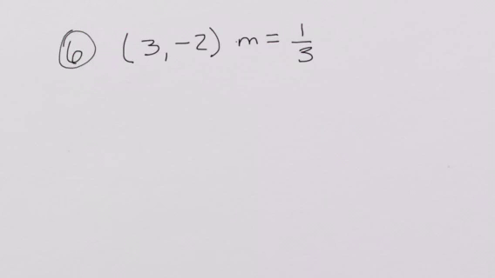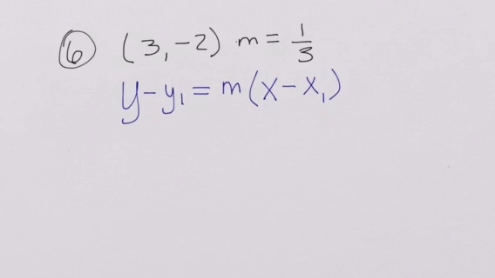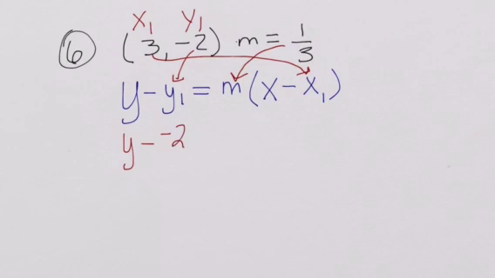So we're going to do the same thing again, point slope form. y minus y1 is equal to m times x minus x1. So our y1, let's go ahead and label x1, y1 so we can see our ordered pairs, is going to go in for the y. Our x1 is going to go in for the x, and our slope is going to go in for the m. So it's y minus -2 is equal to 1/3 times x minus 3.